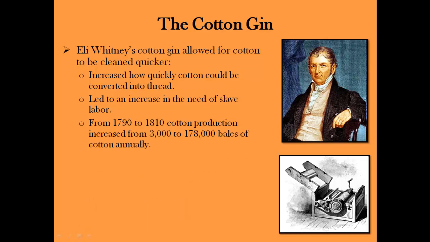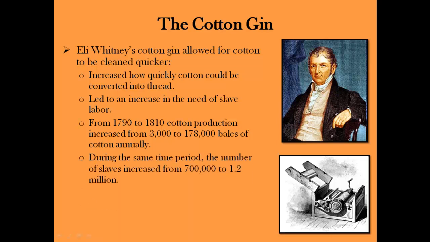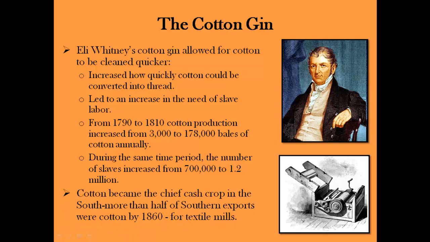Between 1790 and 1810, the amount of cotton produced increased from 3,000 to 178,000 bales per year, and the number of slaves in the United States almost doubled. By 1860, King Cotton accounted for half of the Southern exports.